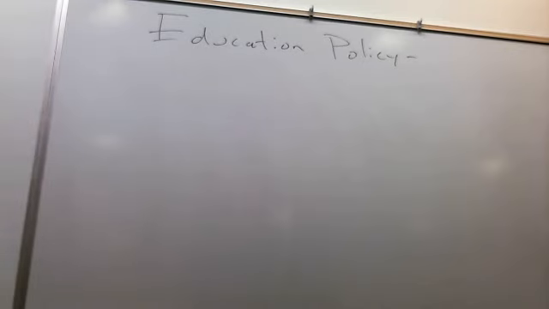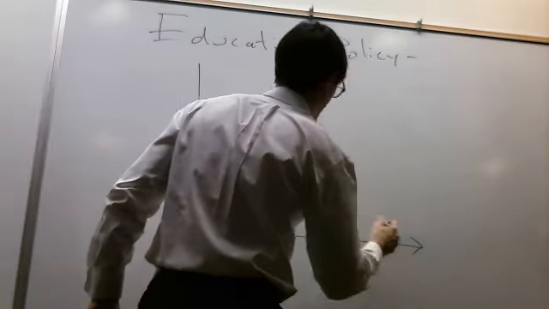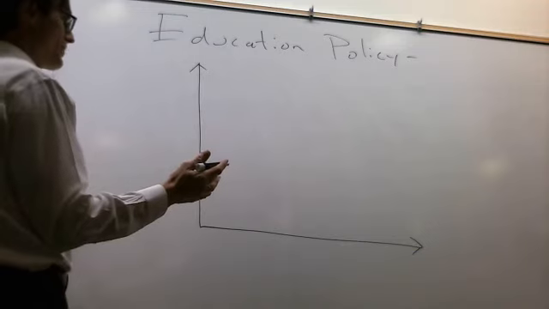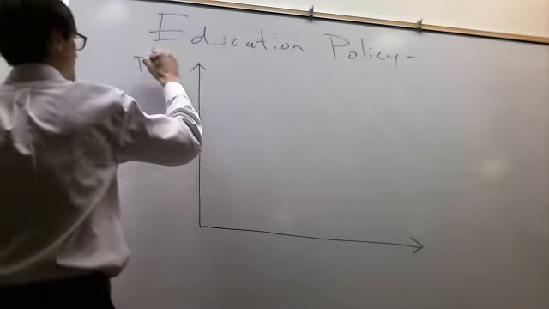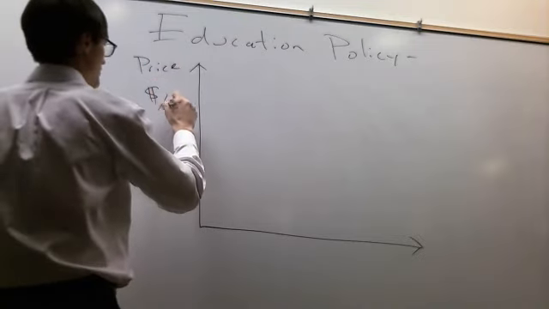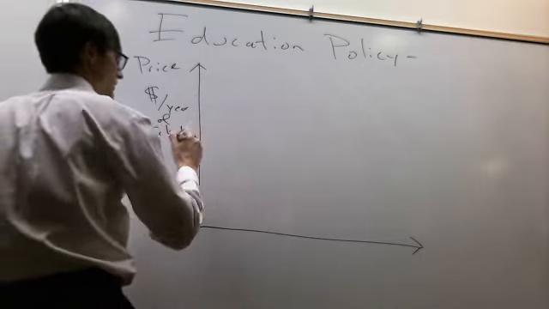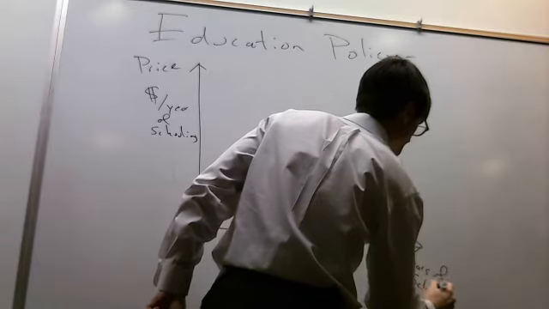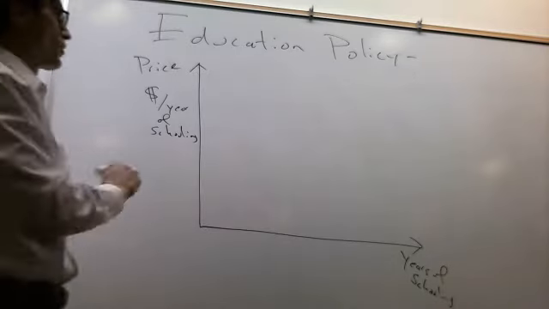Now, one quick modeling of any kind of externality has to do with thinking about what is the social optimal versus what ends up happening in the market. So if we have price in terms of dollars per year of schooling on the Y, and we have years of schooling in the aggregate on the X, right? We have the market for education.